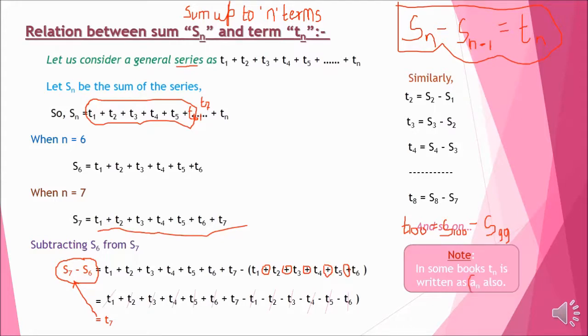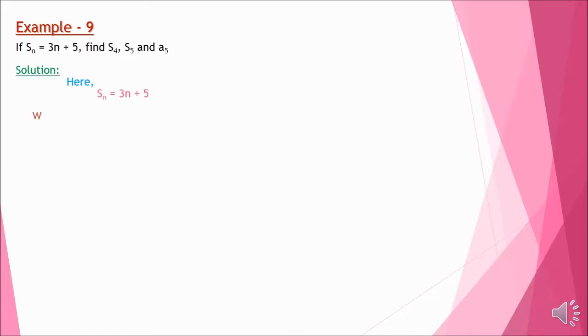Example 9, the ninth example, is related to the previous theory. Sn is equal to 3n plus 5. Find S4 and S5, and we also have to find A5. Sn is equal to 3n plus 5, and when n is equal to 4, that is the input. It's like a function. S4 is equal to, now 4 takes the position of n, that's 17.